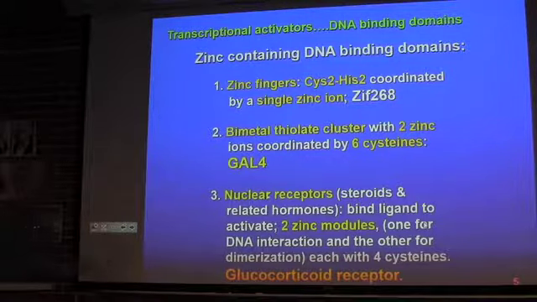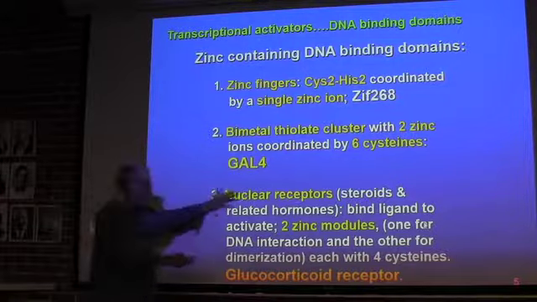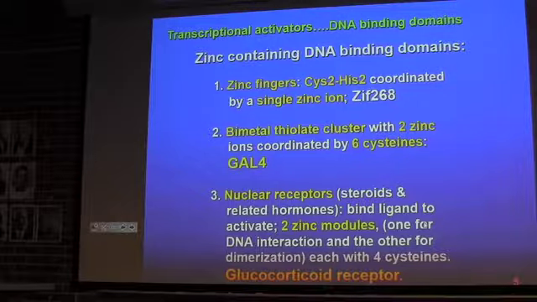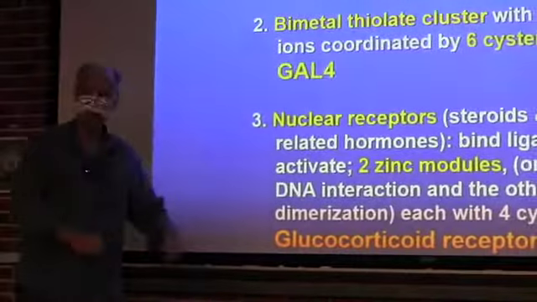And the third class are all the steroid receptors. Vitamin D is not a vitamin, right? It's a steroid. There's a vitamin D receptor. It's a steroid hormone. We'll get to that in a minute. But the whole class of steroids, you know, progesterone, androgen, glucocorticoid, all those things have a very common, shared transactivator structure that has zinc in it.